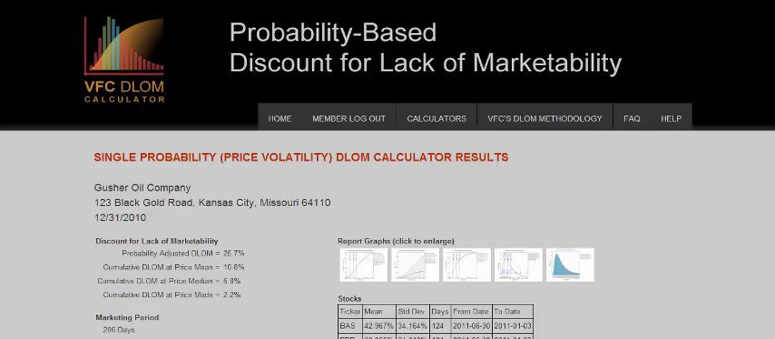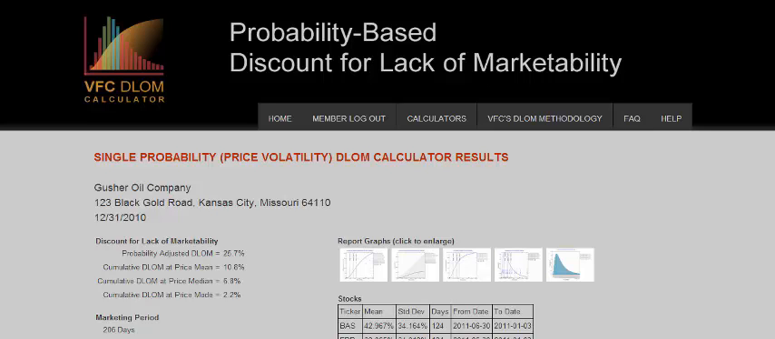We now find that the probability adjusted DLOM is 25.7%, indicating that the price volatility of the guideline group in the 6 months after the valuation date has increased relative to the 50 trading days before the valuation date. Keep in mind that appropriate application of the Book of Wisdom concept requires professional judgment.